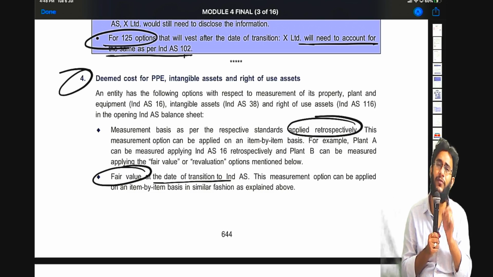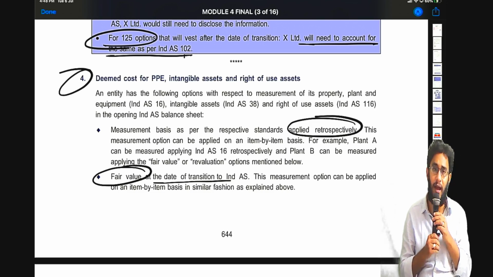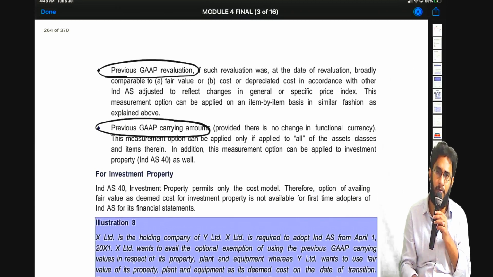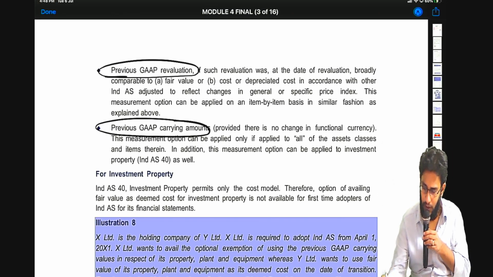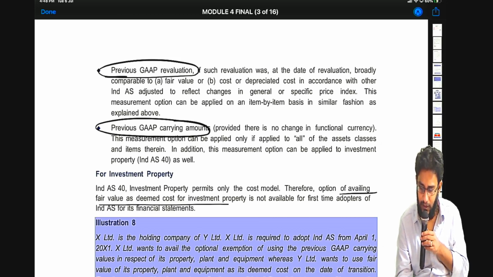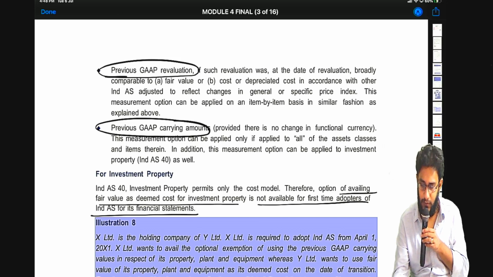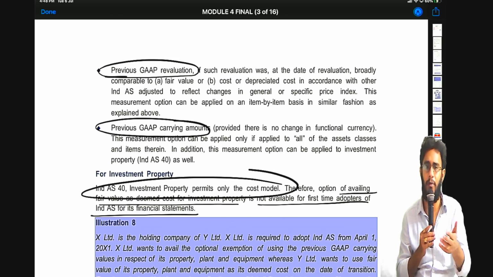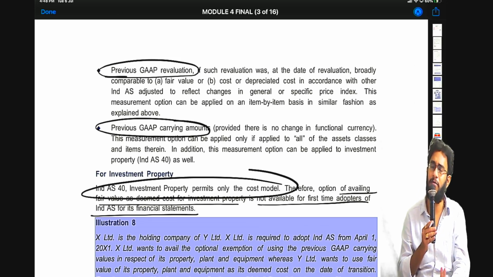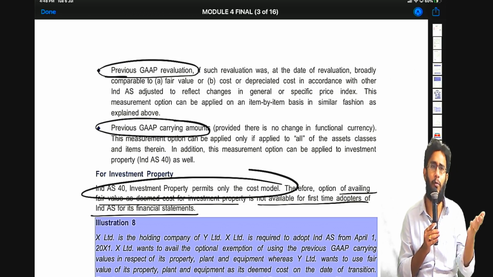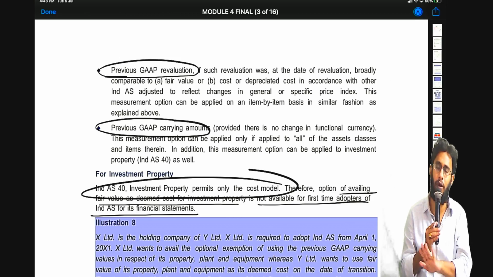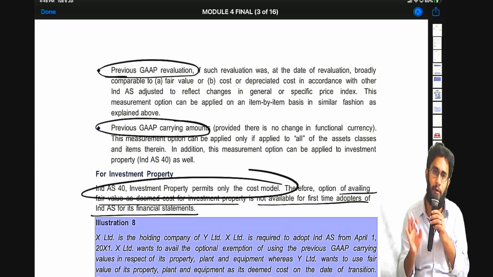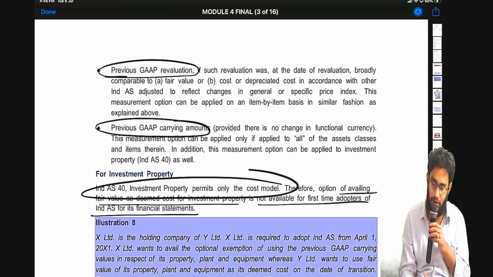Okay, now coming to investment property. Investment properties have to be carried only at cost under old AS 13 also, and under Ind AS 40 also. You have to carry them only at cost. Therefore, the option of availing fair value as a deemed cost is not available for first-time adopters. Whatever cost less depreciation is there, that as it is you have to bring, because AS 13, which covers investments, also requires investment properties to be measured only at cost less depreciation. So whatever book value was there under AS, as it is, bring it here. You are not supposed to do any fair valuation at all for that. So the three or four options I am talking about are not available for investment property. Investment property has to be measured only at cost less depreciation.